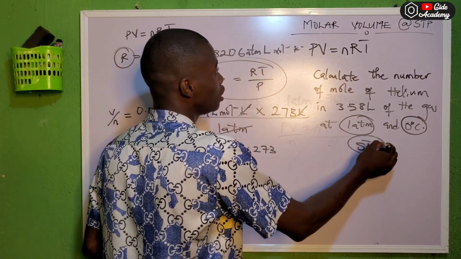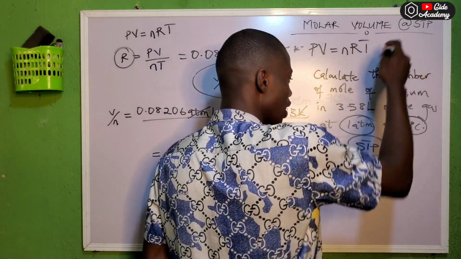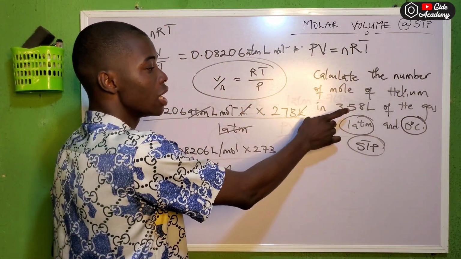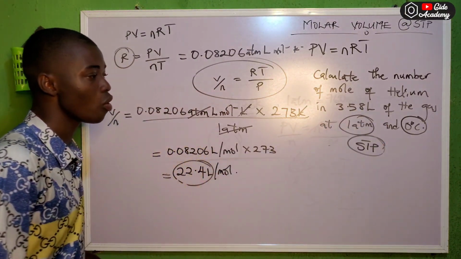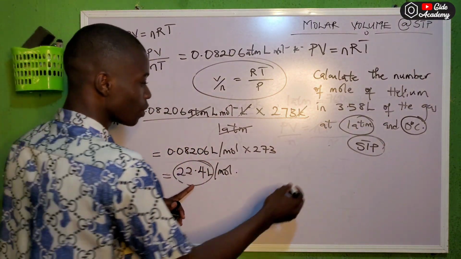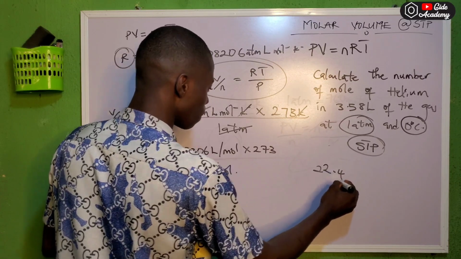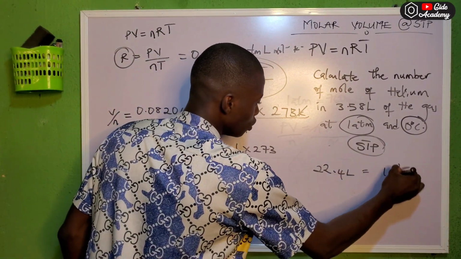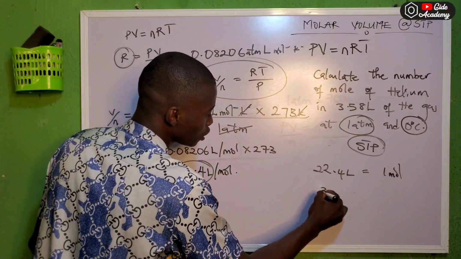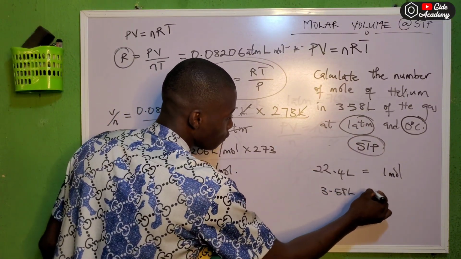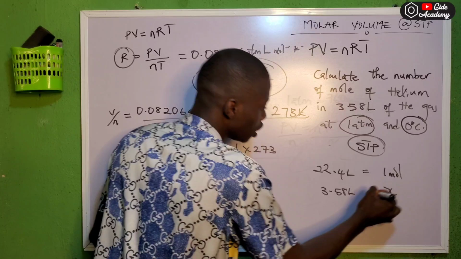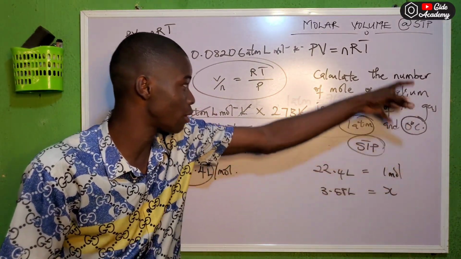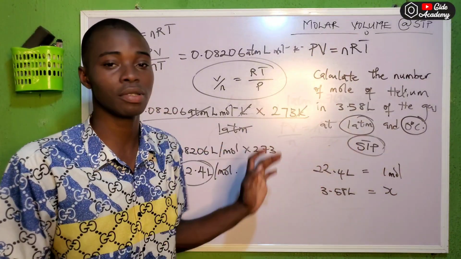So this calculation involves molar volume of a gas at STP. The only parameter given to us in this equation is 3.58 liters. We already know that 22.4 liter is equal to 1 mole. So if someone gives you 3.58 liter of that same helium, how many mole will it give us? This chemistry is very easy. This is the interpretation.